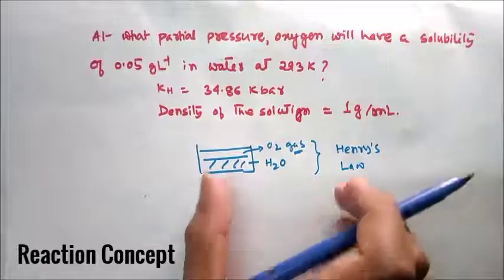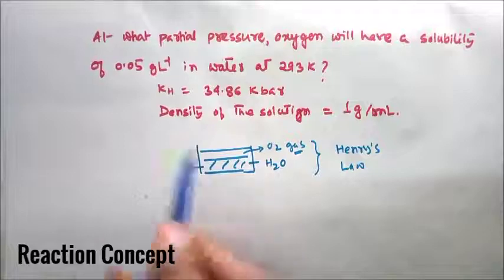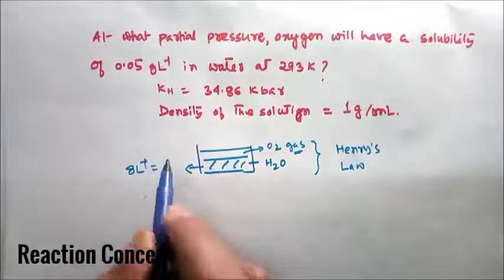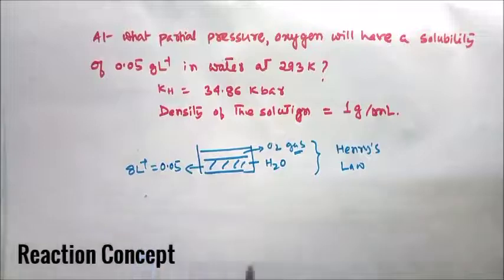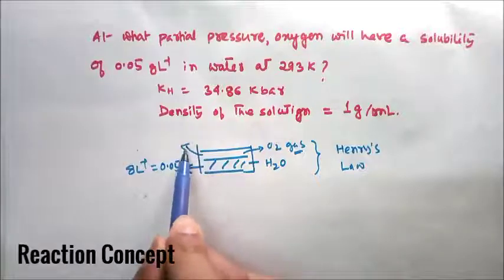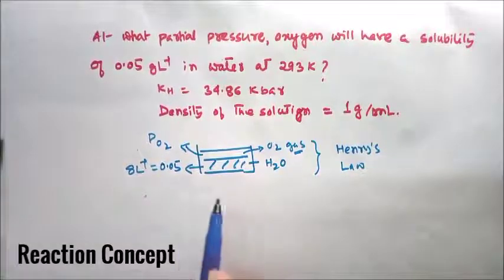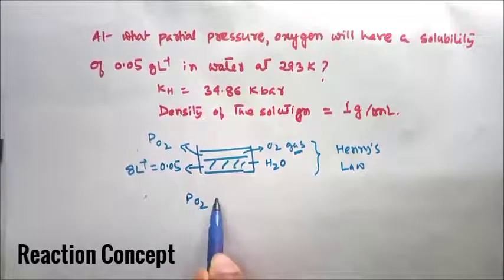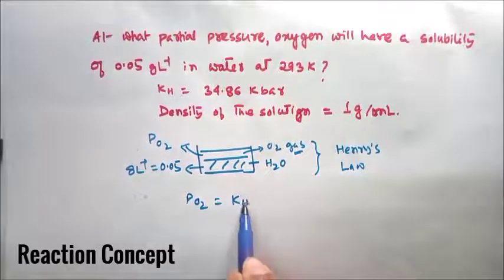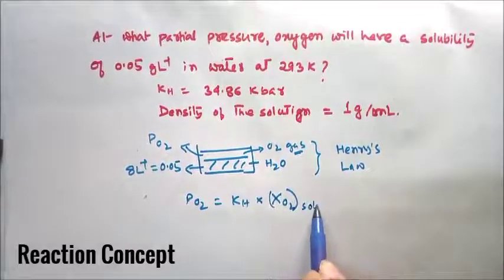In this question, you are given the concentration of oxygen gas in the solution in gram per liter, which is 0.05. It is asked, what is the partial pressure of oxygen in this solution? So you can use Henry's law here. The partial pressure of oxygen will be the Henry's constant into the mole fraction of oxygen in the solution.